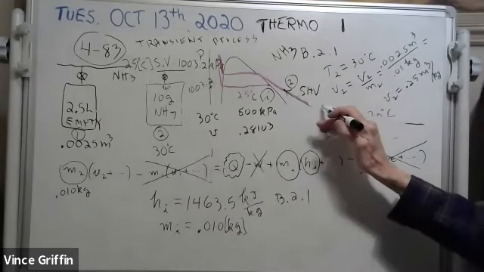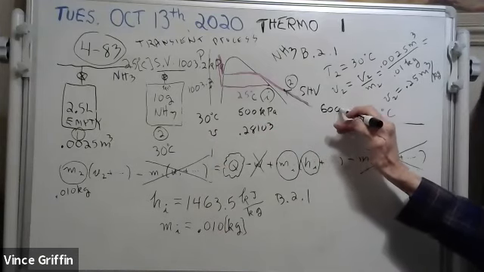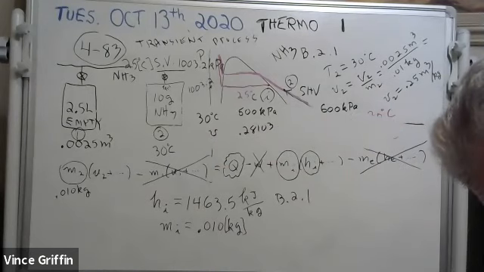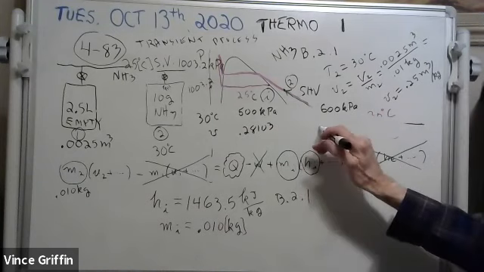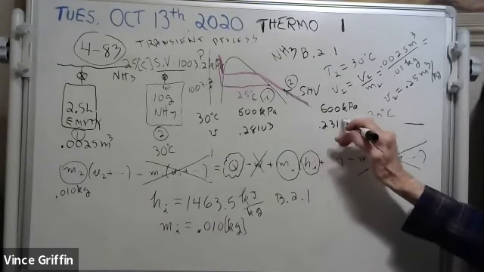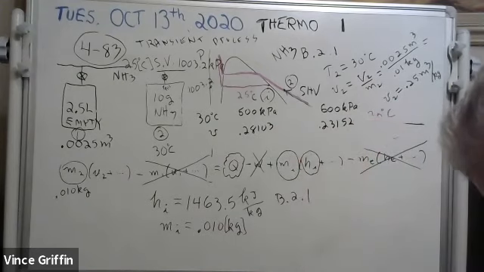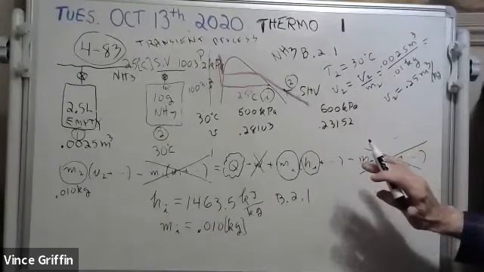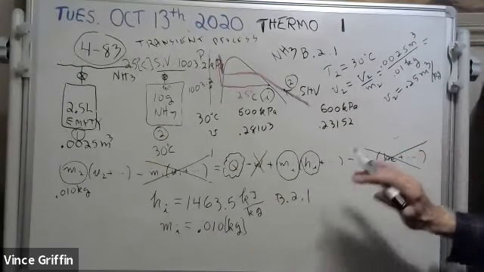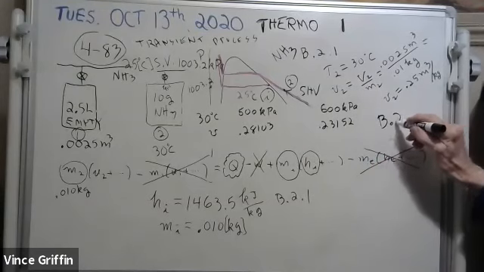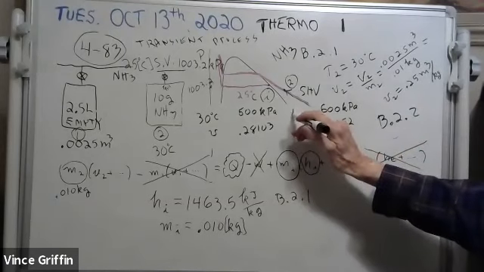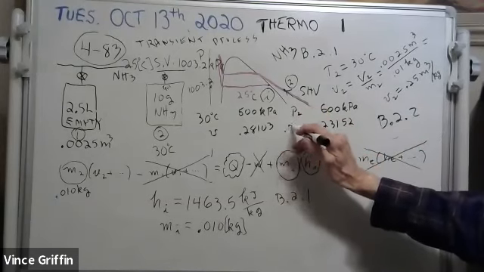And 600 kilopascals, which has a V of 0.23152. See if you can find those in table B.2.2. And see, what we want is this pressure at state 2 when this is 0.25.